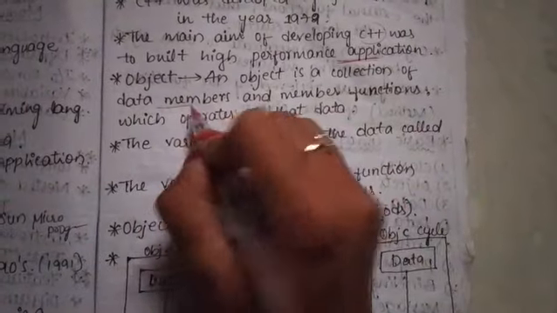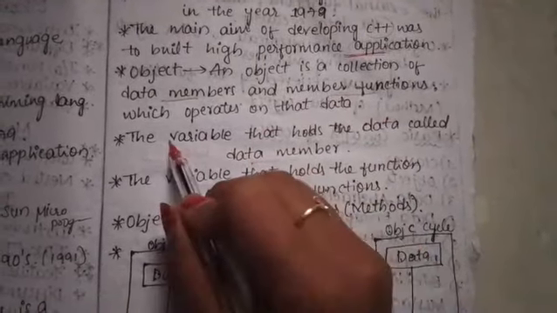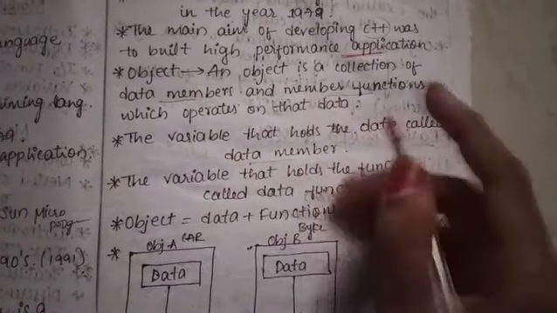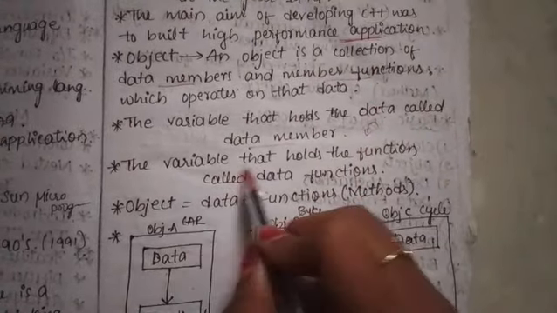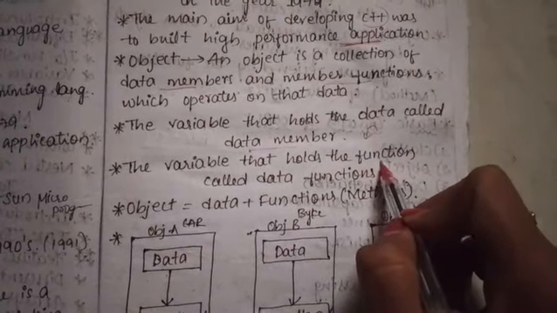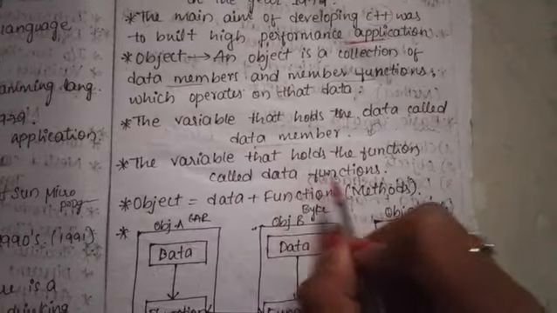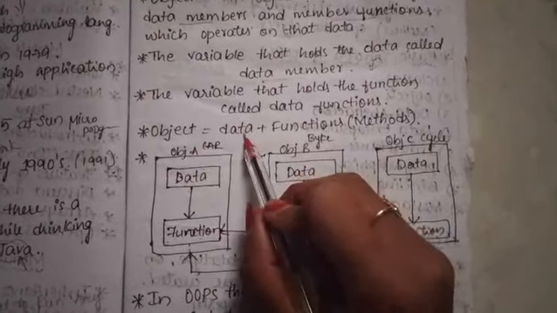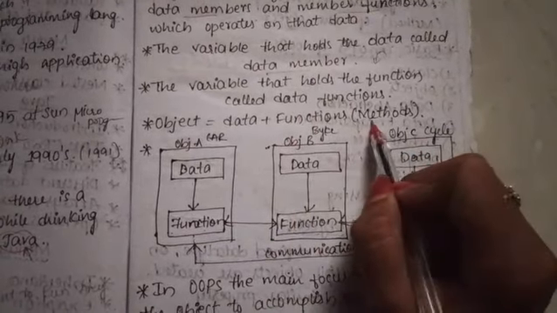I told you data member and member function, right? The data member means the variable that holds the data. And the member function is the function that operates on the data. The object is a combination of both data and functions, which are also called methods.